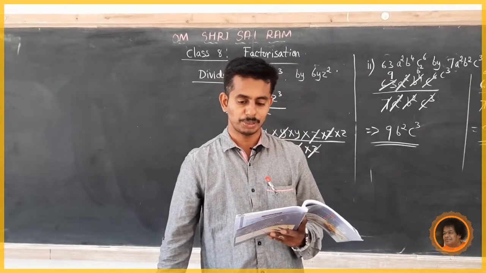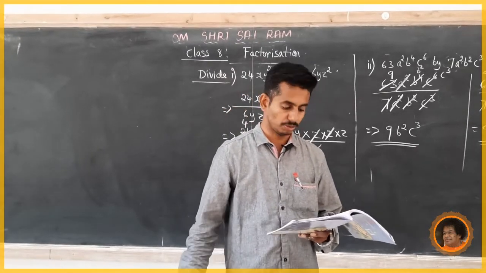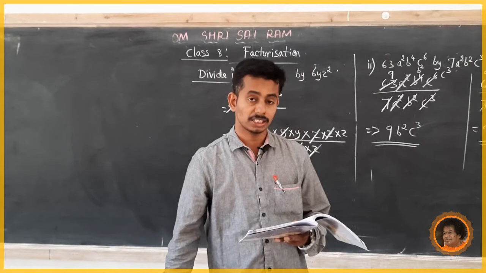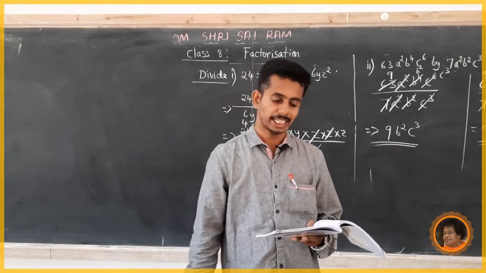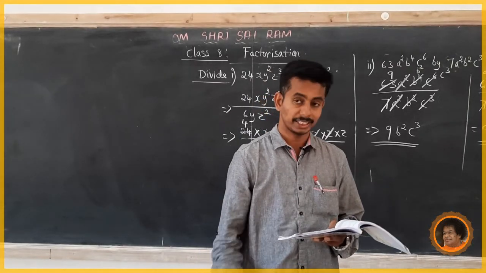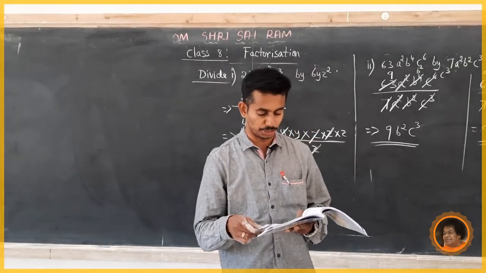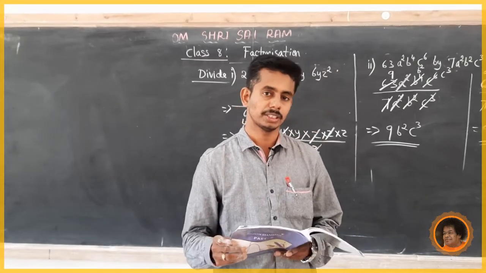Open your textbook, page number 77. In that exercise 6.2 is given. First main, factorize the following expression. In that 8 problems, it is homework. Then second main, factorize. In that 8 problems, it is also homework. Then third main is also given, factorize the expressions. It is also homework. Then fourth main and fifth main, these are homework.